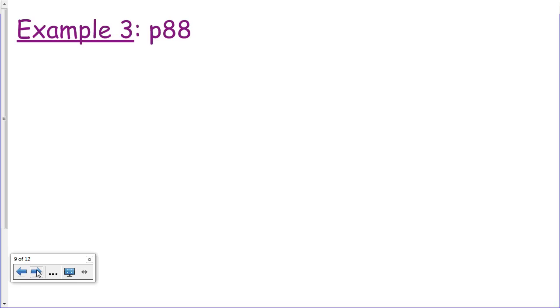Take a look at example 3 on page 88. It says, check the answer to example 2, which actually we did this example in the previous section, or the previous notes.